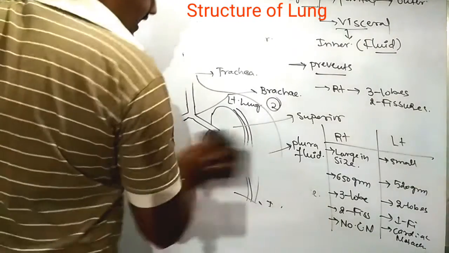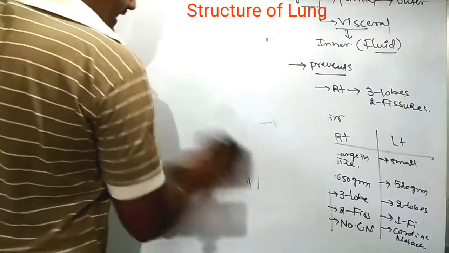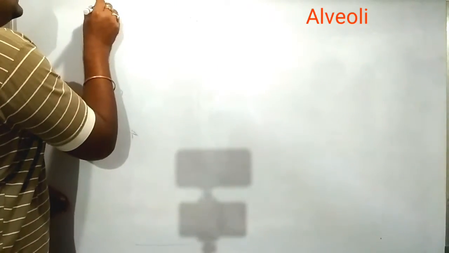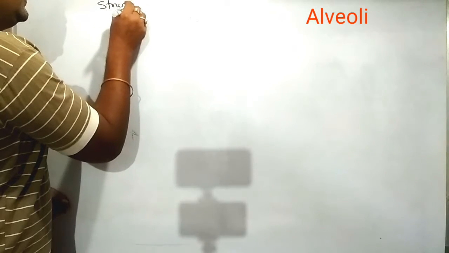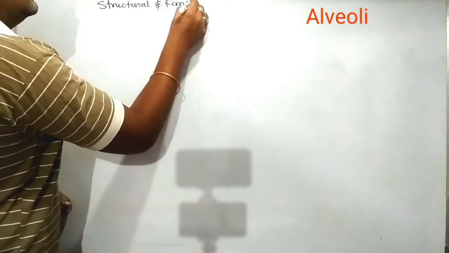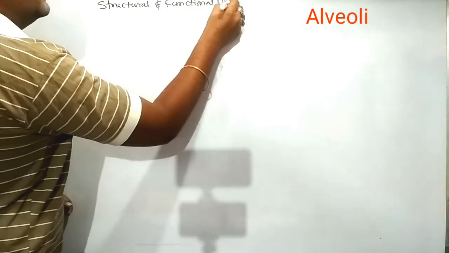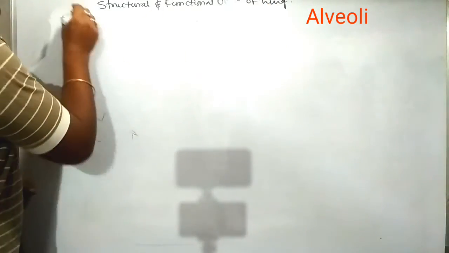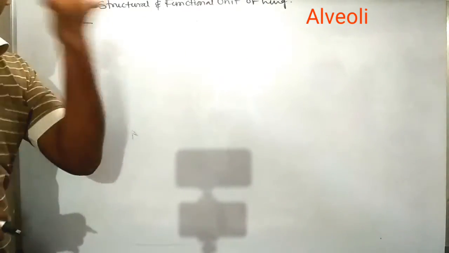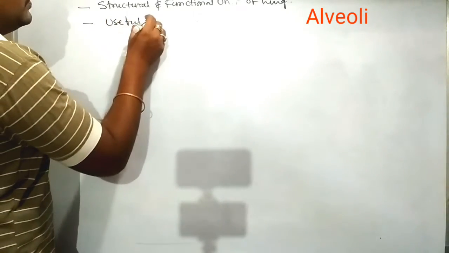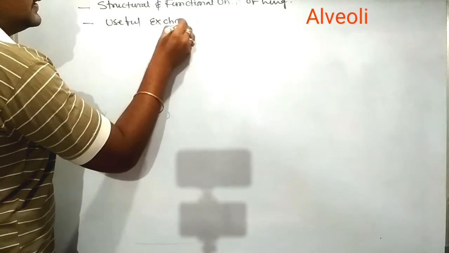Alveoli are one of the fundamental units of the lung and the respiratory system. It is the structural and functional unit of the lung. These are very important and useful for the exchange of gases.